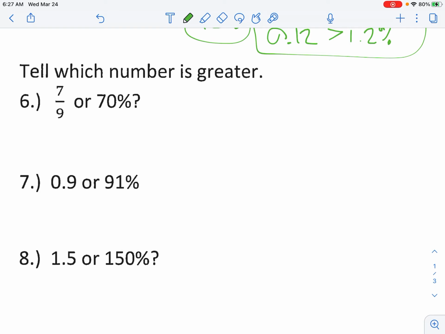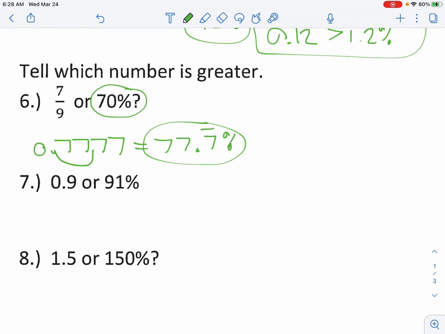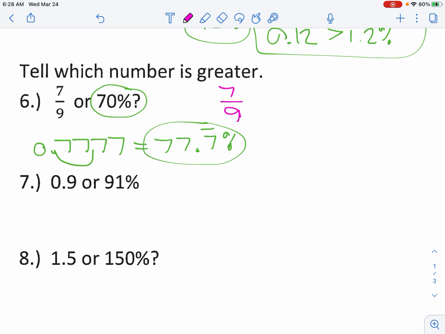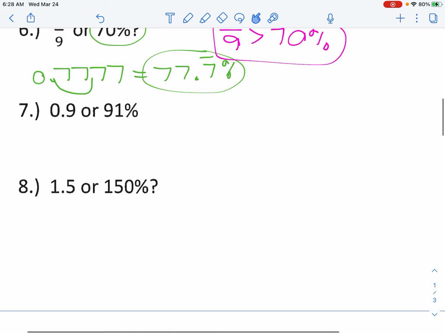Tell which number is greater. So I'm going to go to my calculator and do 7 divided by 9. My calculator says 0.7777 and on and on and on. So I'm going to move my decimal twice to the right. So that is equal to 77.7 repeating percent. So I'm comparing this to 70%. So my answer would say 7/9 is greater than 70%.